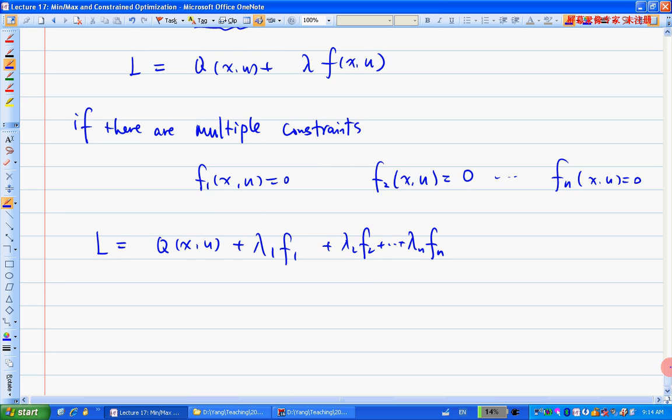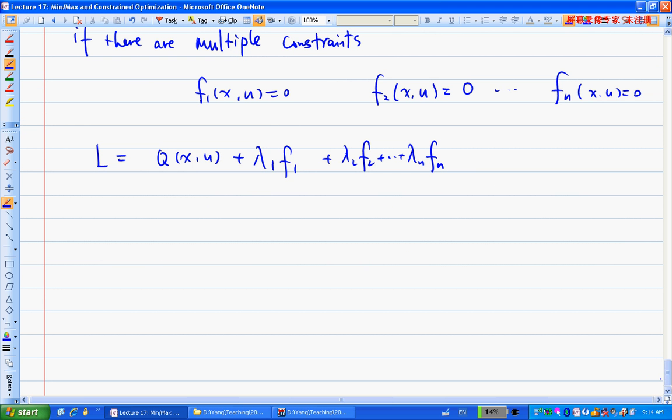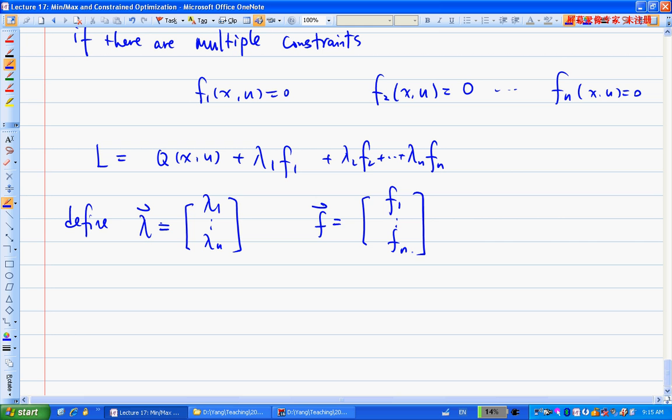This writing is not that good. Let's define a lambda vector, which is lambda 1 to lambda n, and let's define an f function vector, which is f1 up to fn, as column vectors.